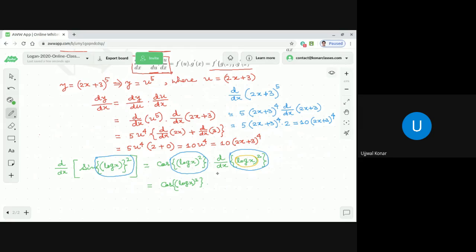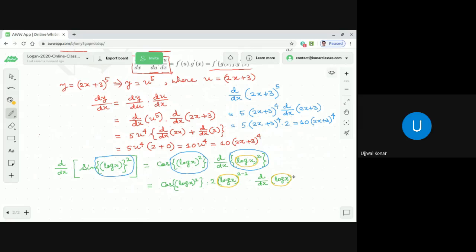All of you are getting my point? So 2 into (log x) power 2 minus 1, that is 1, into d/dx of log x, correct or not? Again, apparently it looks very difficult. It is d/dx of (log x) whole square. We know what x square differentiation is, that I can find. So let's assume log x is yellow. Then 2 into yellow power 2 minus 1, into d/dx of yellow.